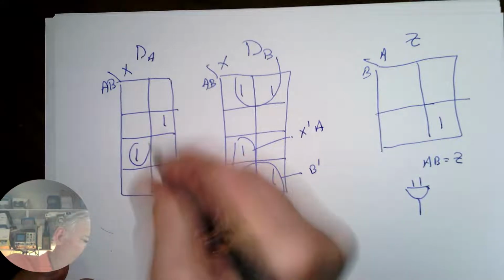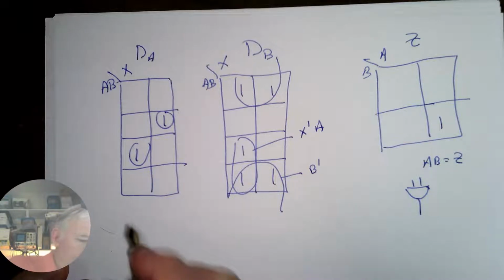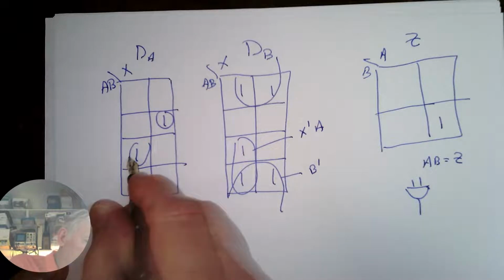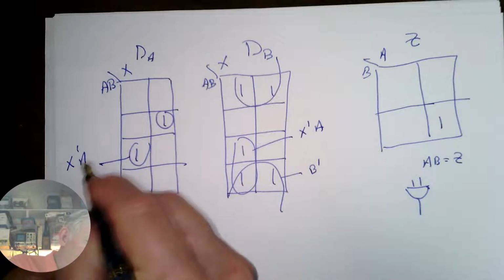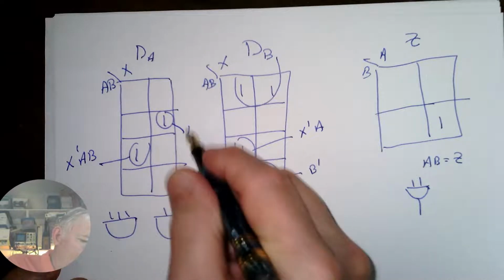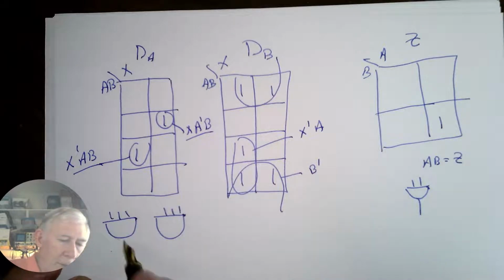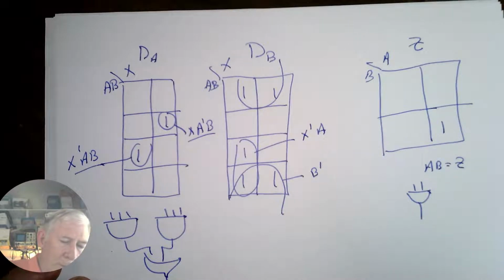But then we have these 2 where we have to have 2 3 input AND gates. 1, 2, 3, 1, 2, 3. This is going to be X prime AB, and this is going to be X A prime B. Same as before, actually, I think. And these are going to go down into 1 OR gate for our output. So 1, 2, 3, 4, 5, 6, 7, 8. 3 gates, so 3 and 8.